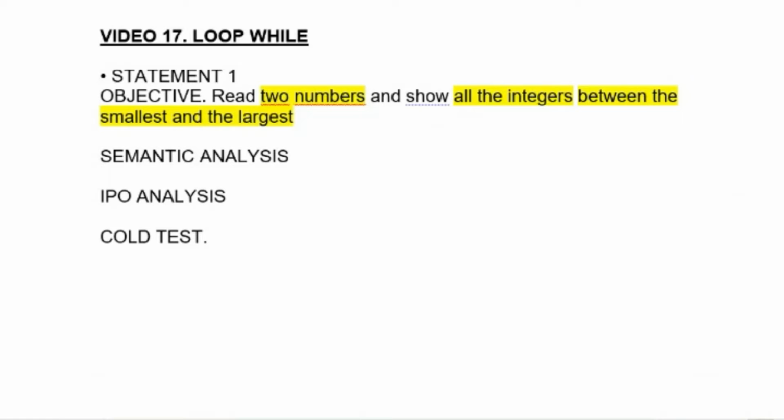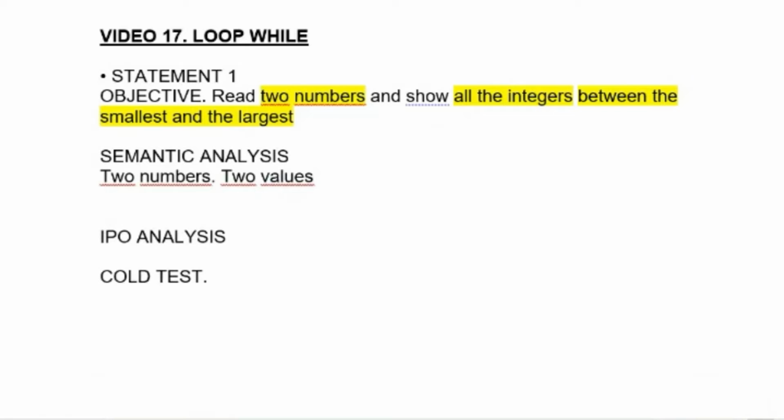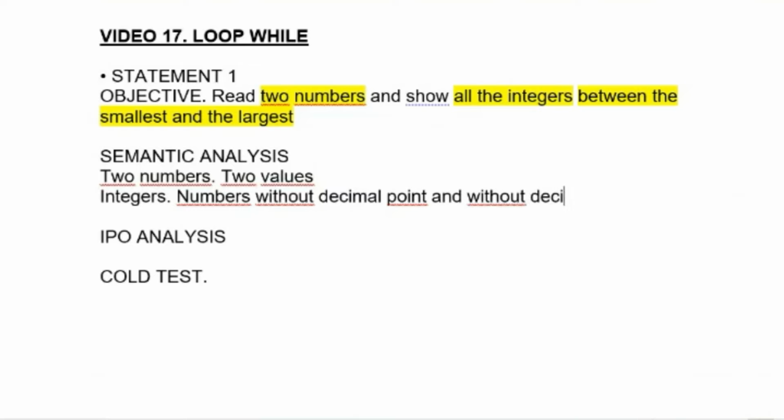So we're going to write the semantic analysis. First, two numbers. What does it mean? Simply, two values. Okay? All the integers. So what are integers? Integers are numbers without decimal point. And of course, without decimals. Okay?